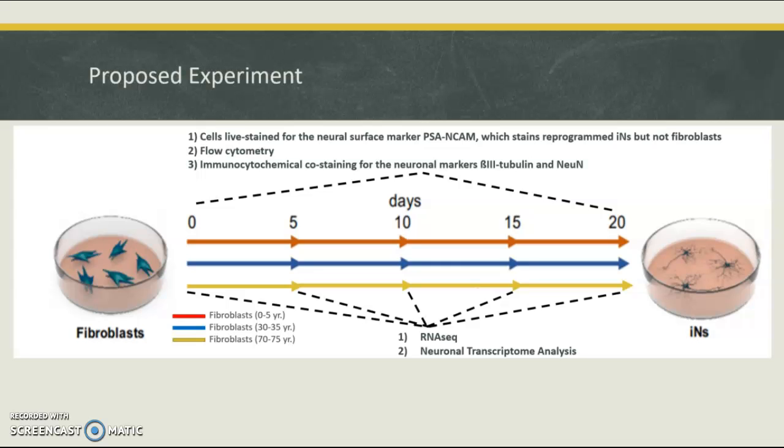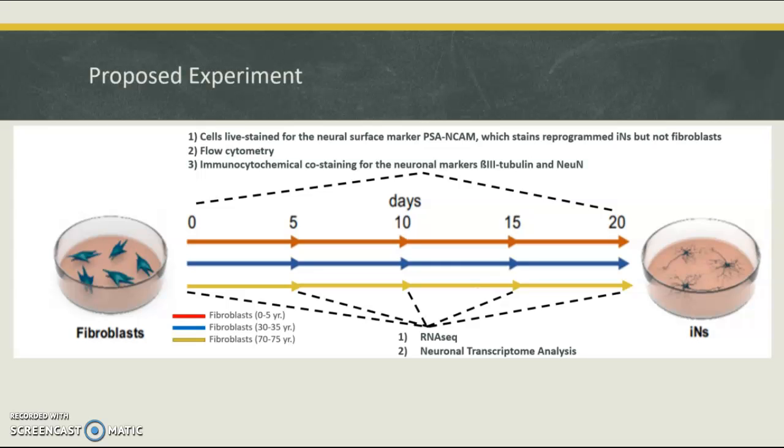In order to test my proposed hypothesis, multiple experimental techniques need to be used in order to prove it. The figure on this slide shows the overall layout of my experiment. First, I will take fibroblasts that have different ages from 0 to 5, 30 to 35, and 70 to 75 to indicate young, middle-aged, and old fibroblast cell lines.